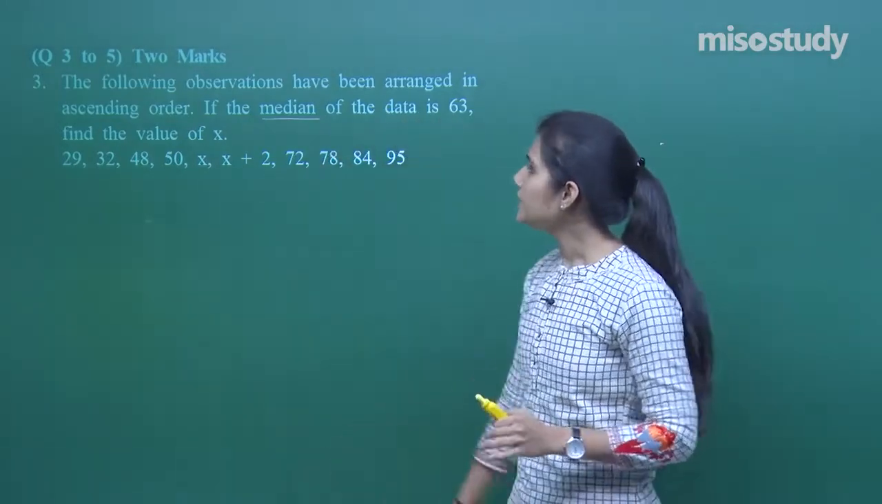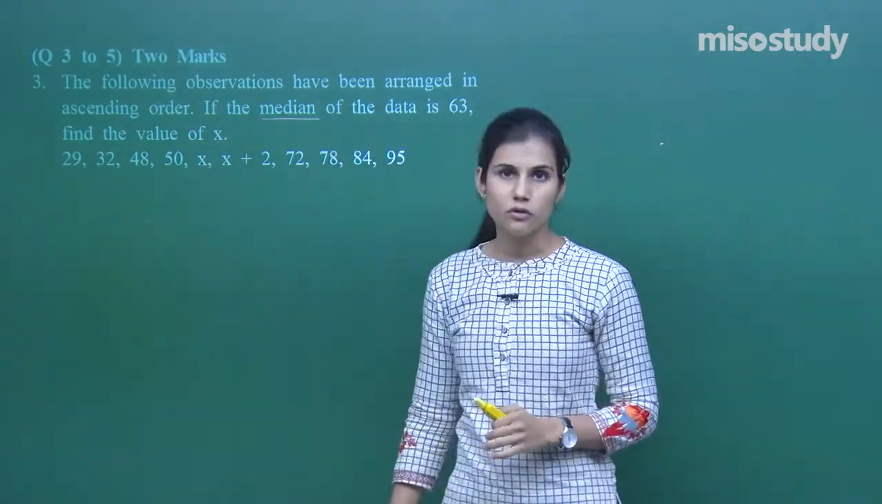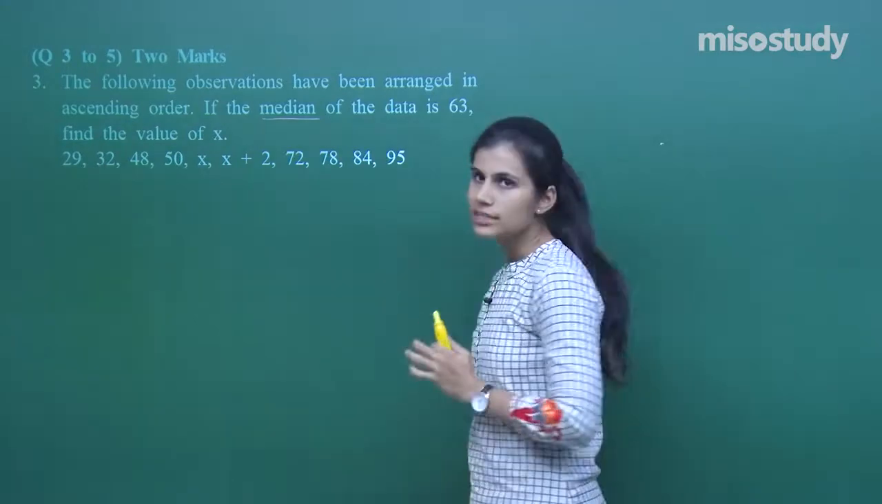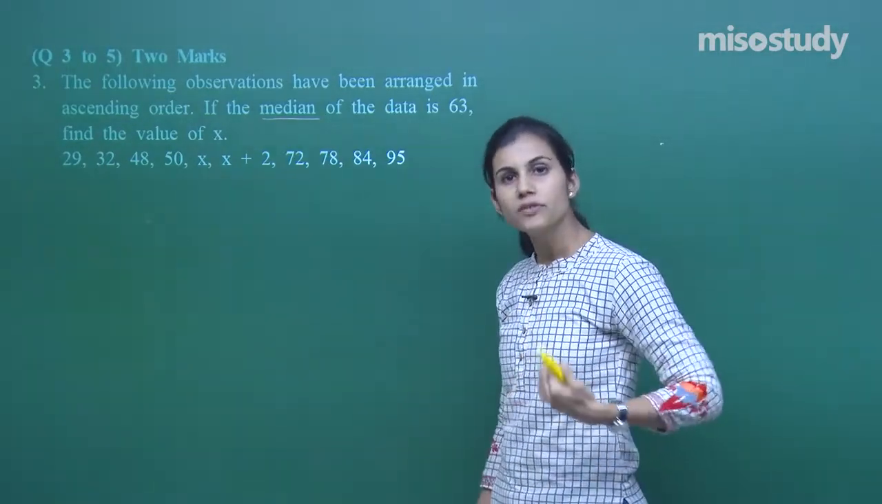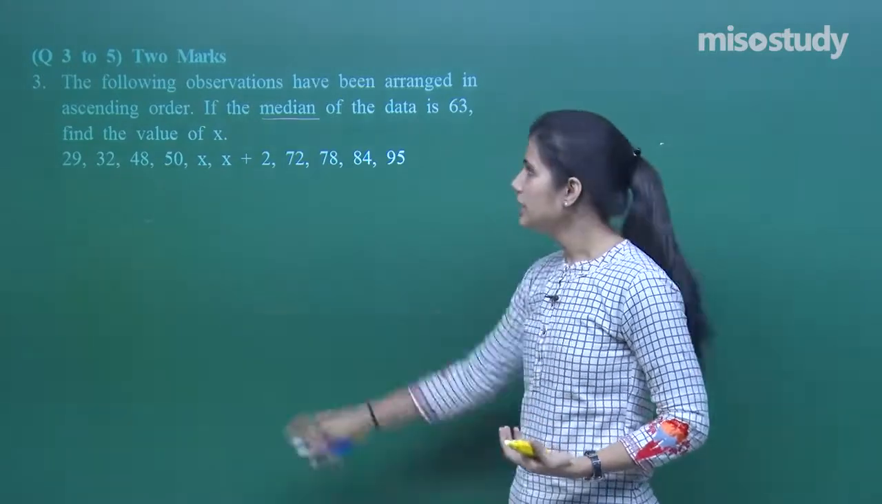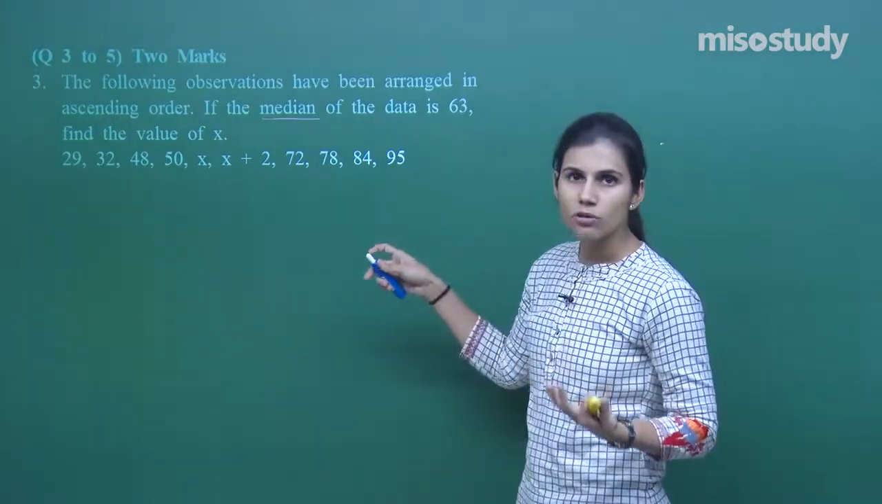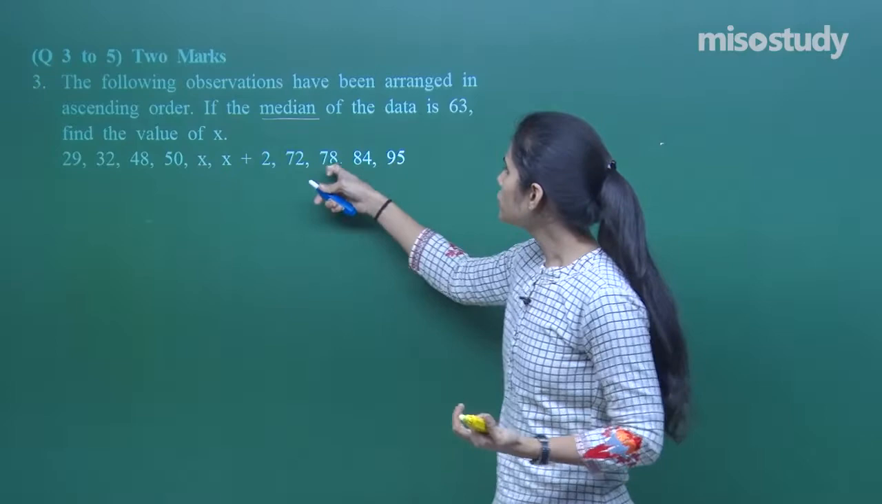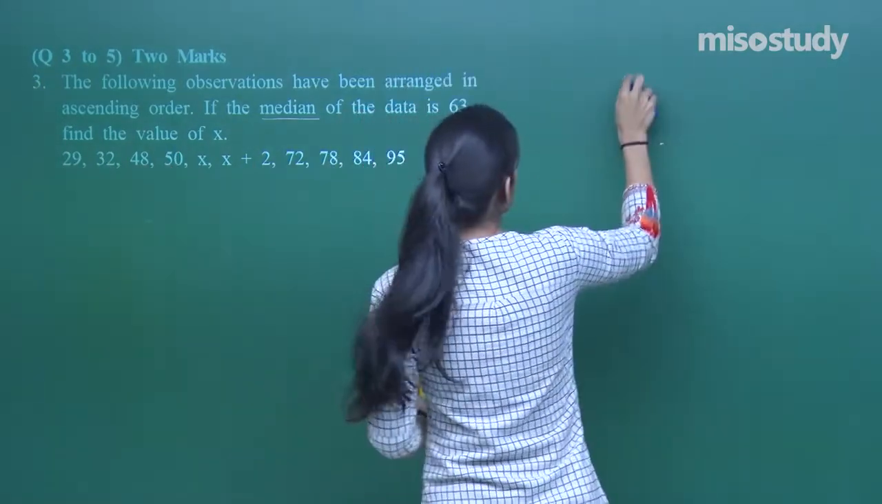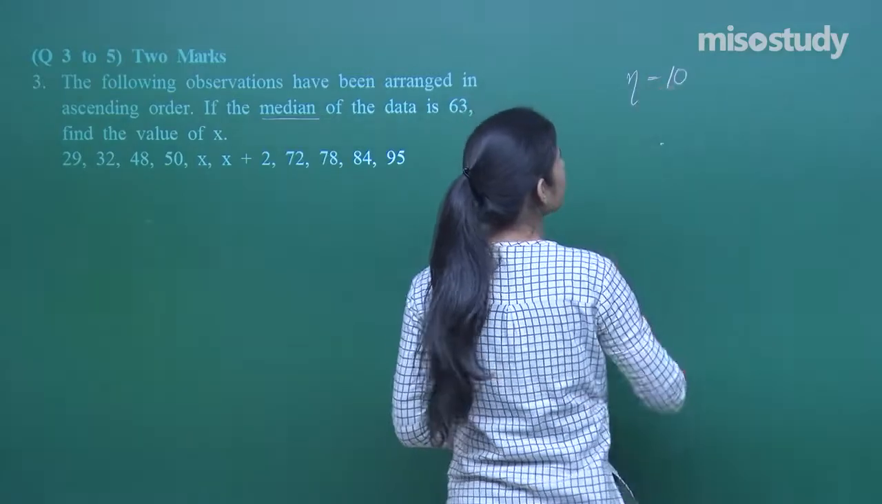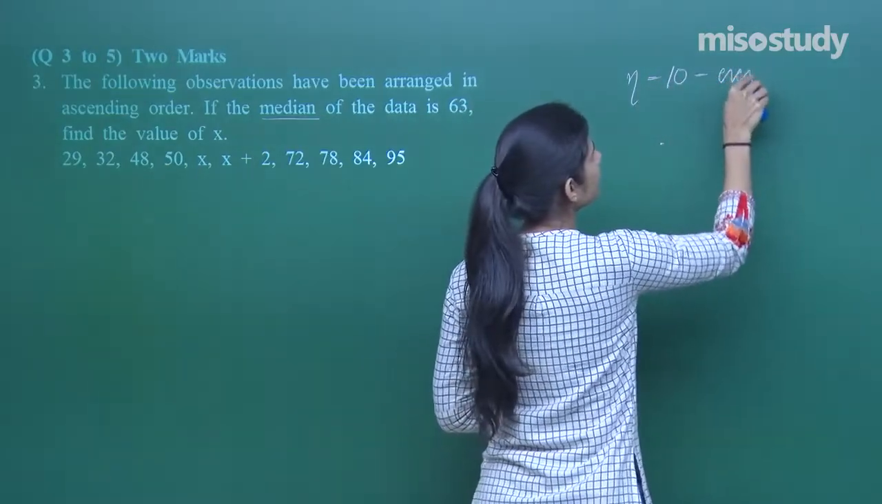Median is given to be 63, find the value of x. Median is given as 63, how do you get the median? You count the number of observations after arranging them in ascending or descending order. Right now they are arranged in ascending order, just count the number of observations: 1, 2, 3, 4, 5, 6, 7, 8, 9, 10. So your number of observations is 10, which is an even number.